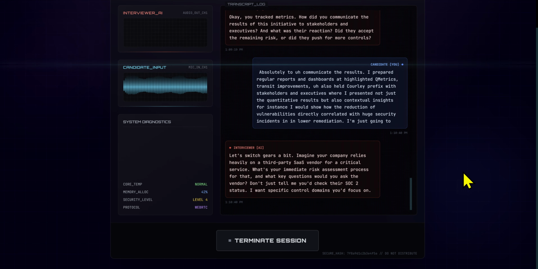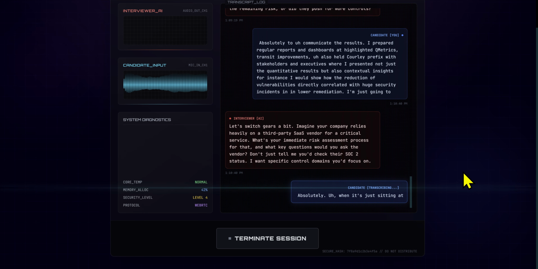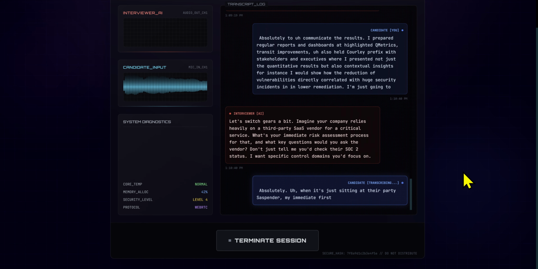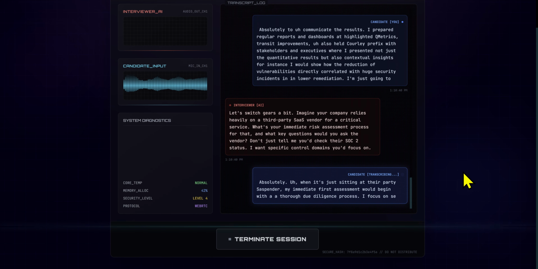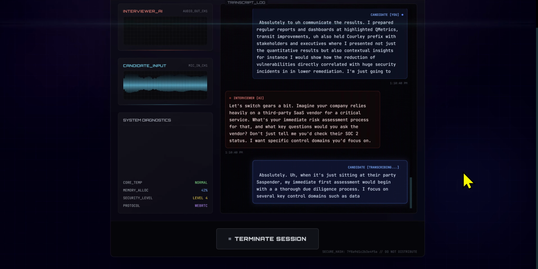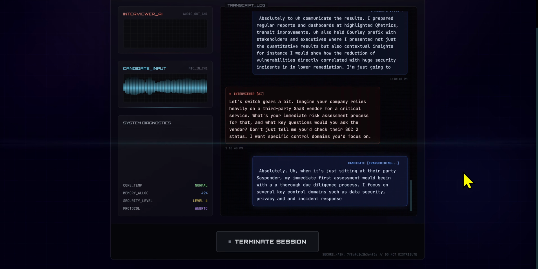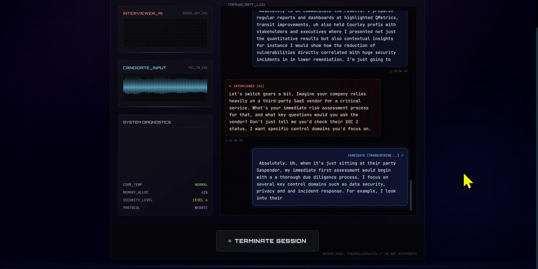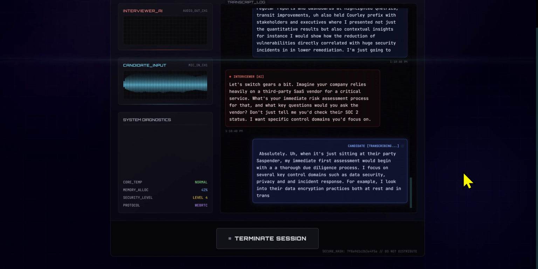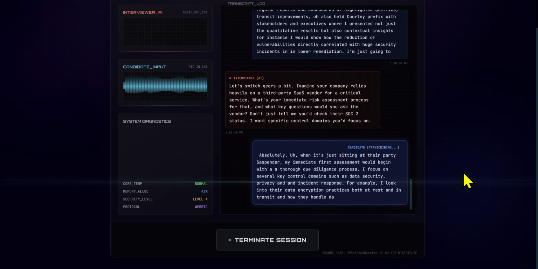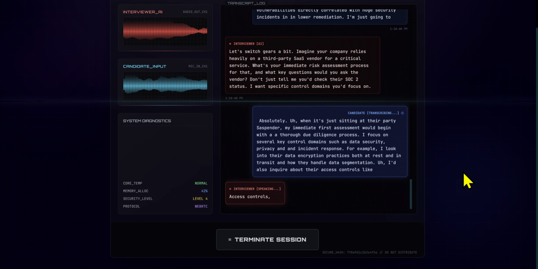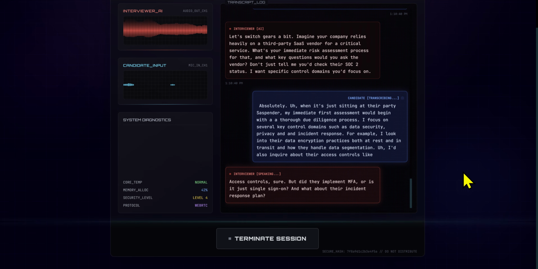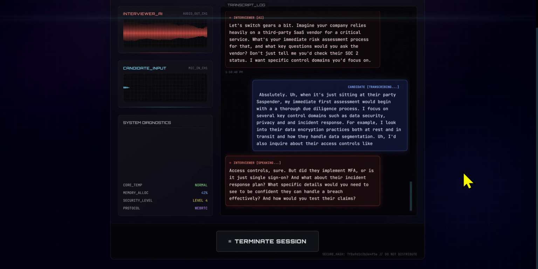Absolutely. When assessing a third-party SaaS vendor, my immediate risk assessment would begin with a thorough due diligence process. I focus on several key control domains, such as data security, privacy, and incident response. For example, I'd look into their data encryption practices, both at rest and in transit, and how they handle data segmentation. I'd also inquire about their access controls, like how they manage user permissions and authenticate. Sure. But did they implement MFA, or is it just single sign-on?